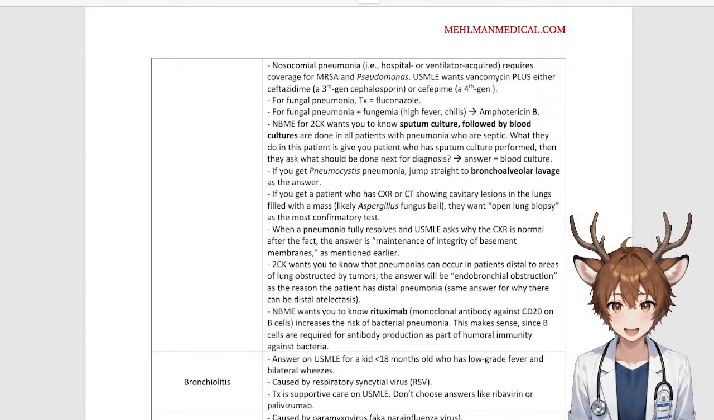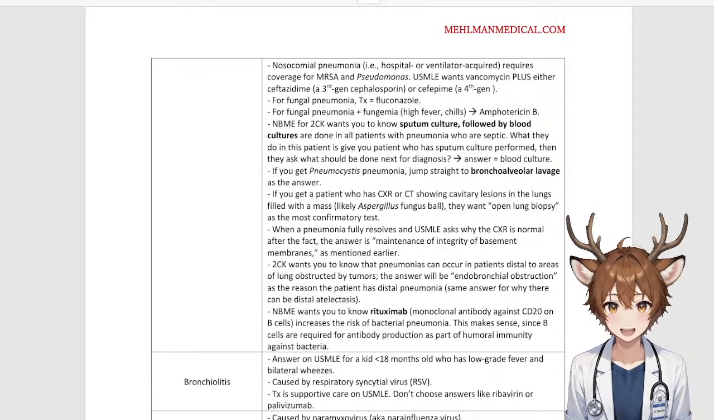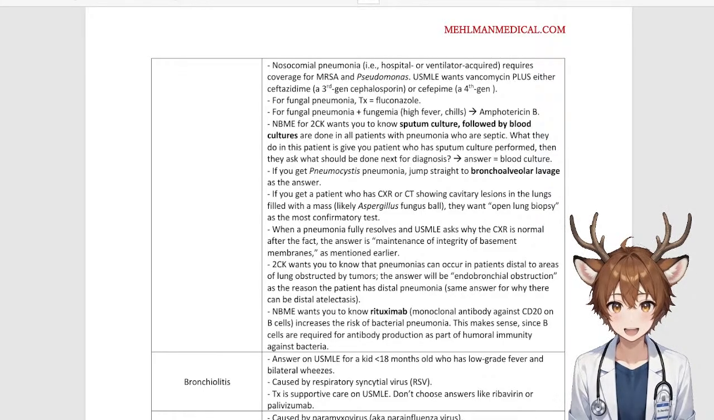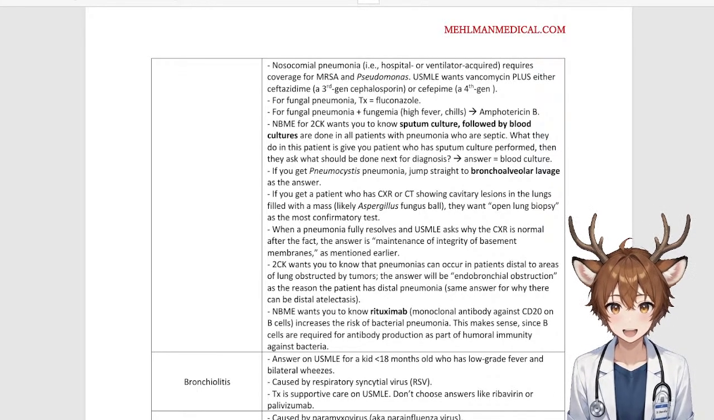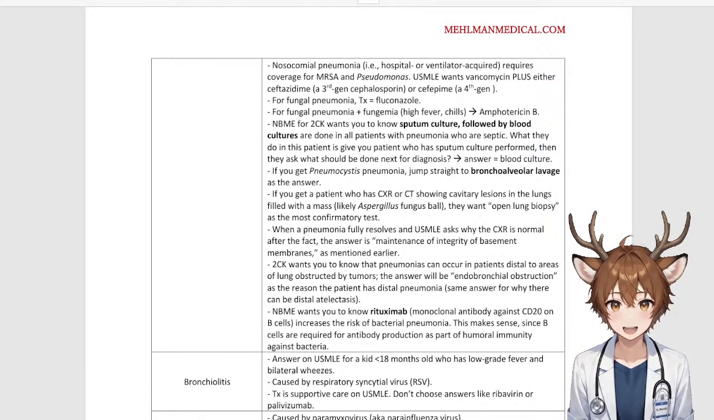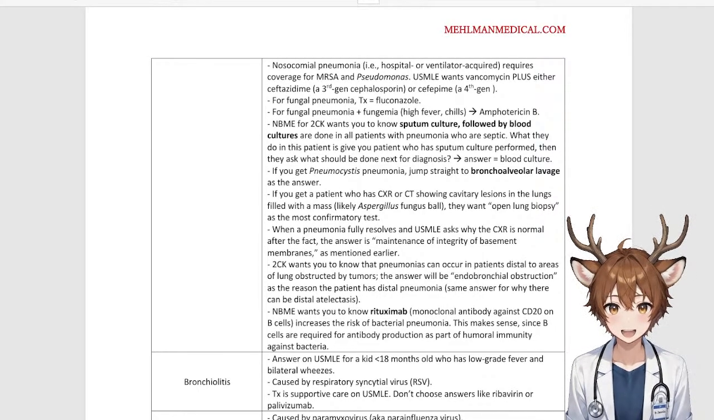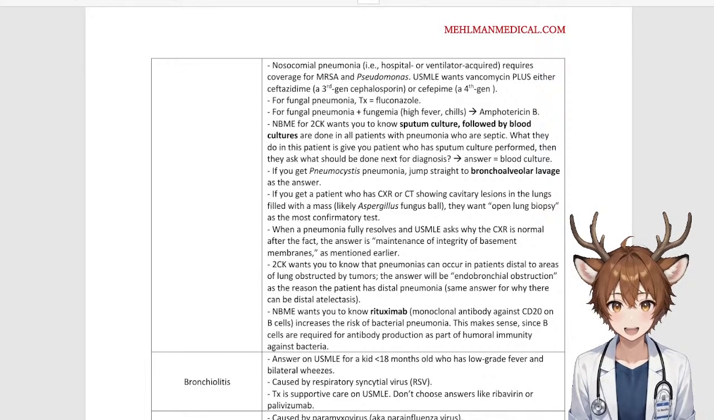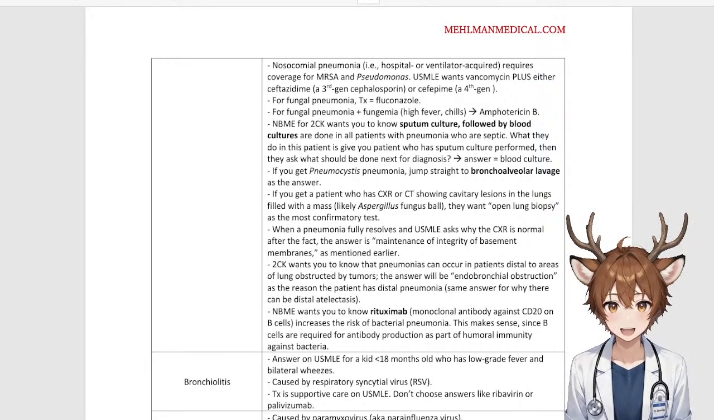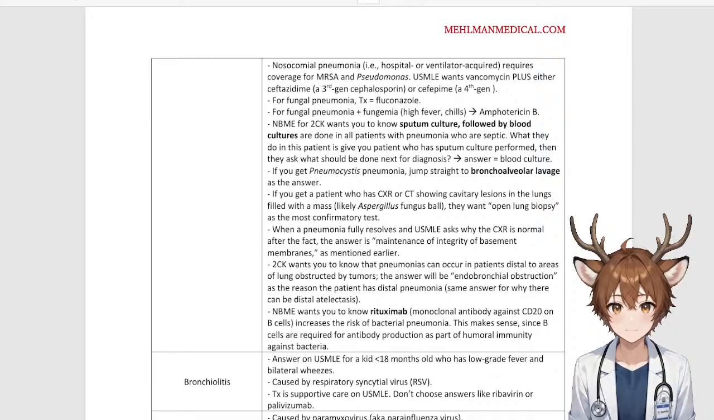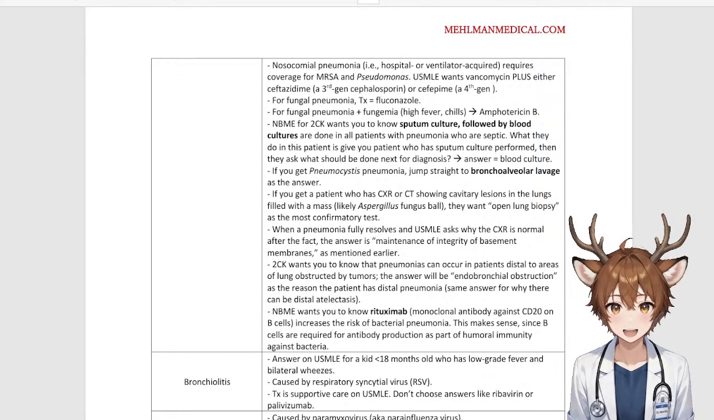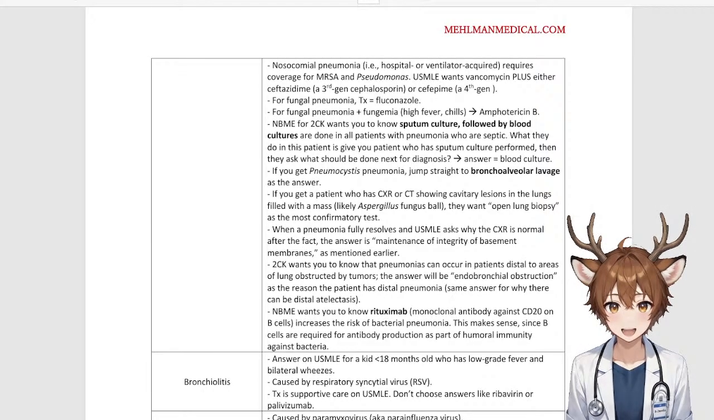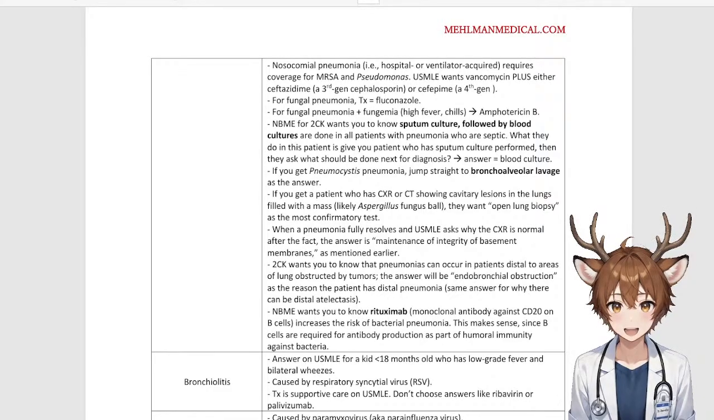NBME for 2CK wants you to know sputum culture followed by blood cultures as done in all patients with pneumonia who are septic. What they do in this patient is give you a patient who has sputum culture performed. Then they ask you what should be done for the next diagnosis. The answer should be blood culture. If you get pneumocystis pneumonia, jump straight to the bronchoalveolar lavage as the answer. If you get a patient who has chest x-ray or CT showing cavitary lesions in the lungs filled with a mass like Aspergillus fungus ball, they want open lung biopsy as the most confirmatory test.